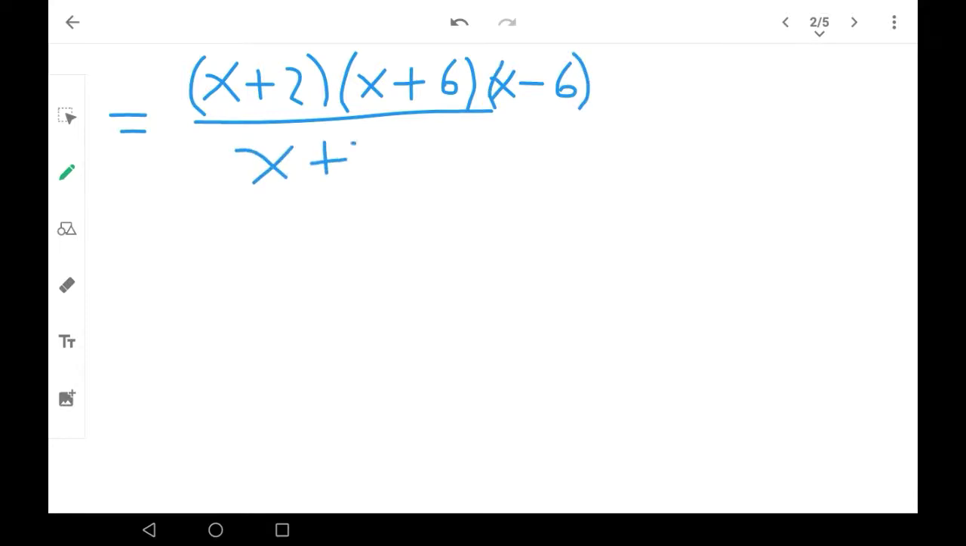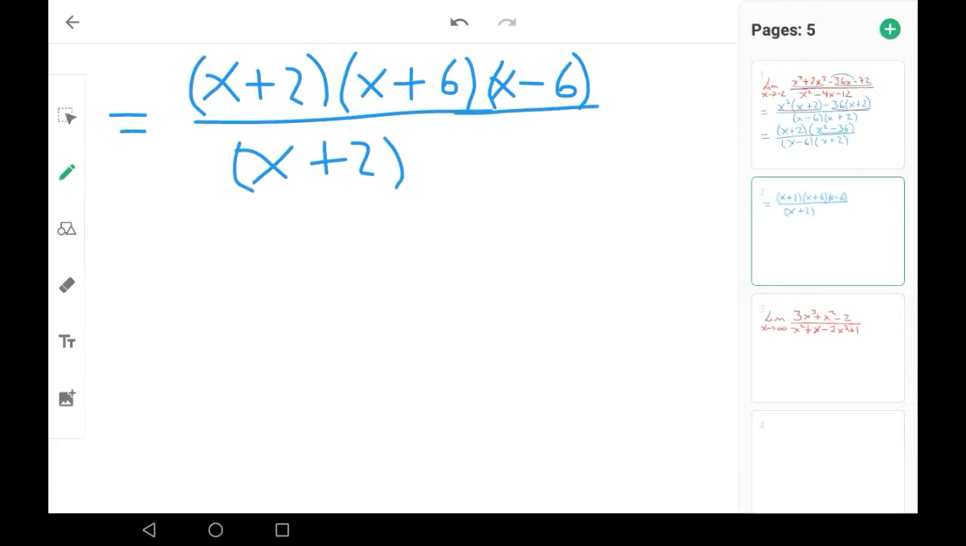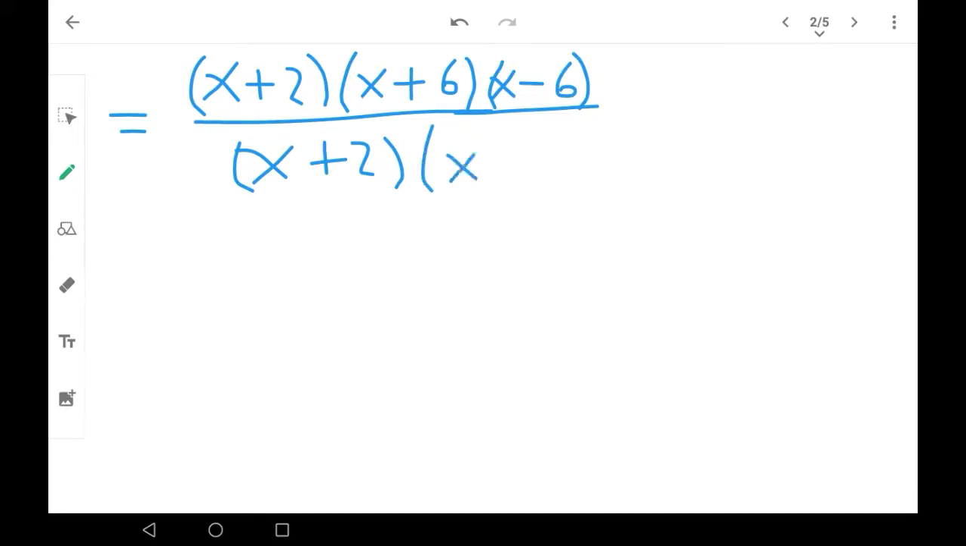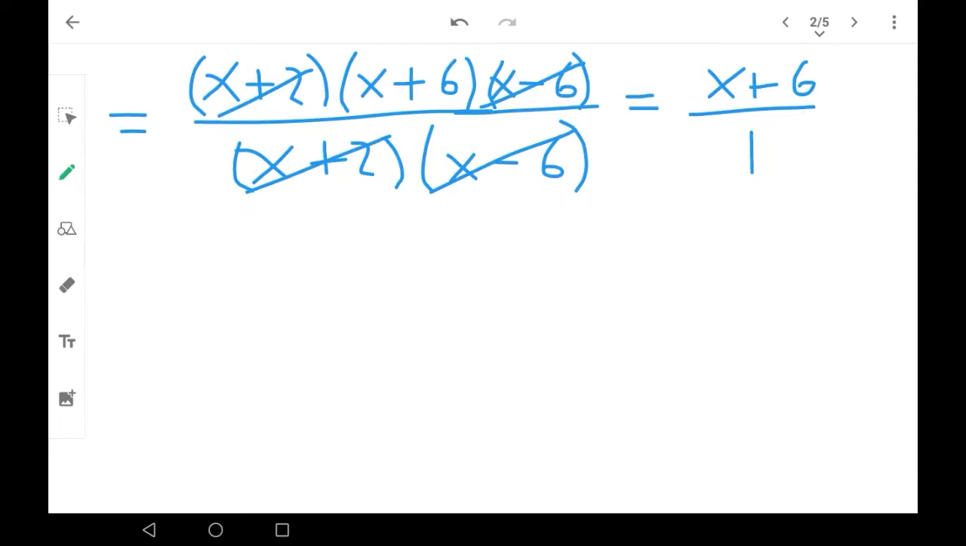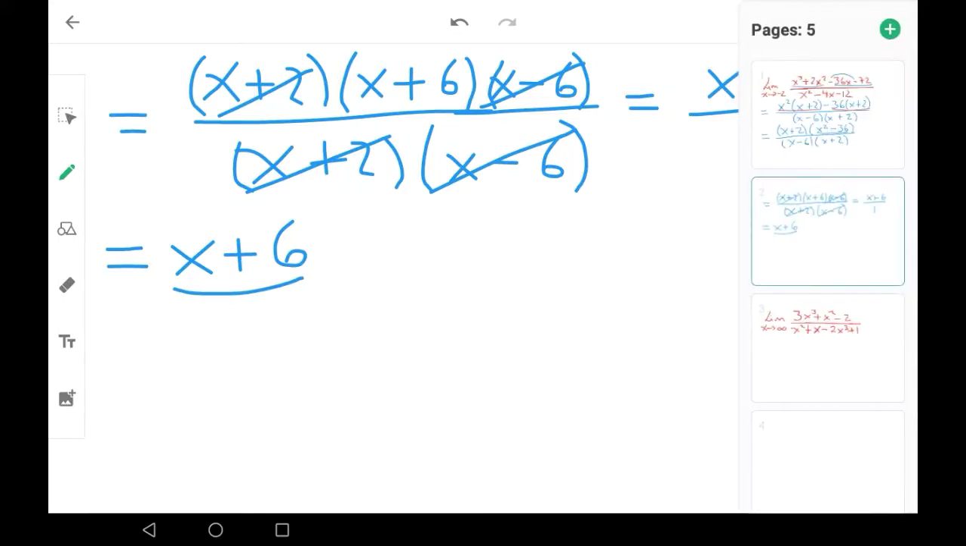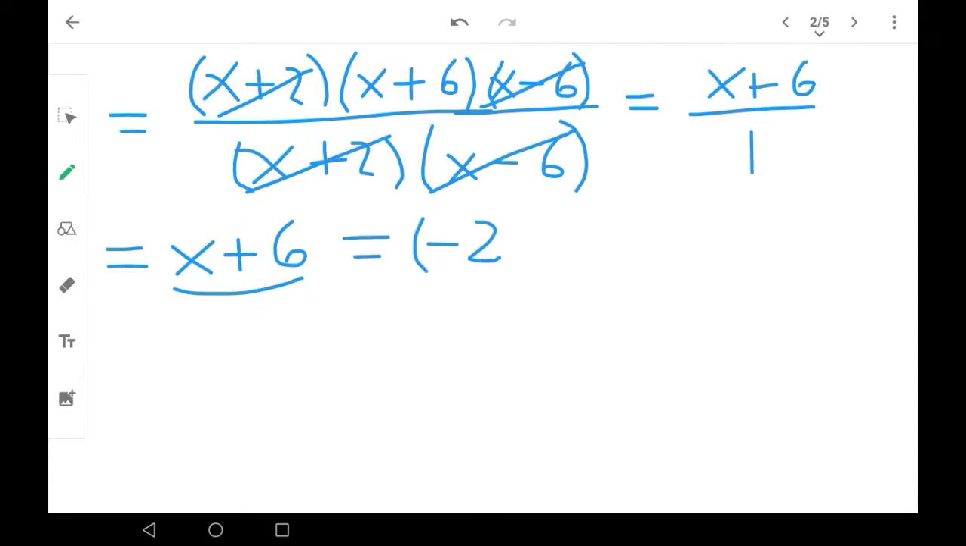Now on the bottom I have x plus 2 times x minus 6. Now I can cancel this one and this other one, and also cancel these other two, so my solution should be x plus 6 divided by 1, since I canceled everything on the denominator. So at the end I have x plus 6. And now on this expression I can use substitution. What was the limit? The limit says when x approaches -2, so I can plug in -2 for x. Plus 6. So at the end this should be -2 plus 6, which is 4 positive. That should be my answer when I use factoring, guys.